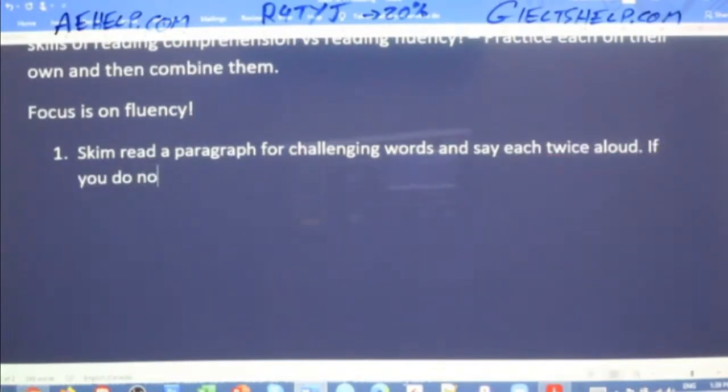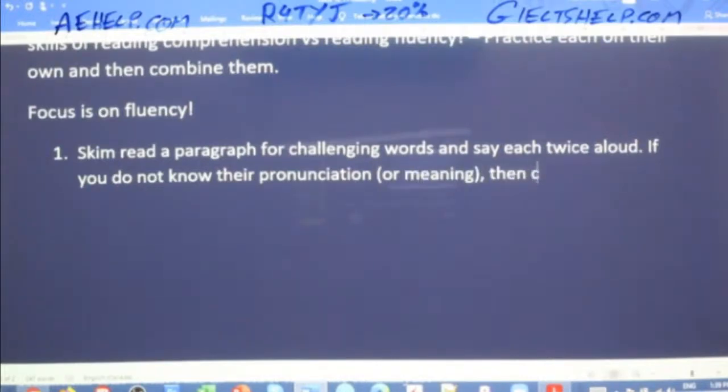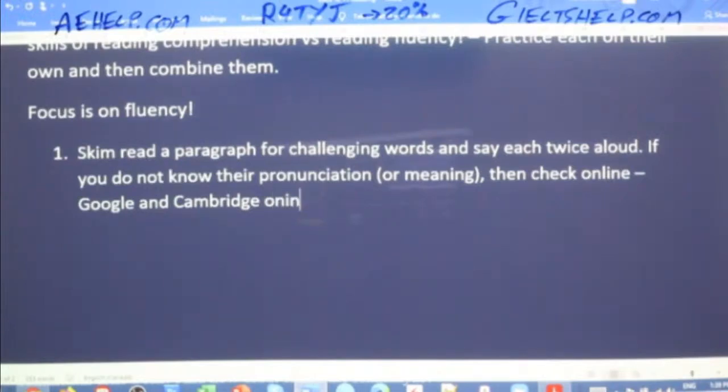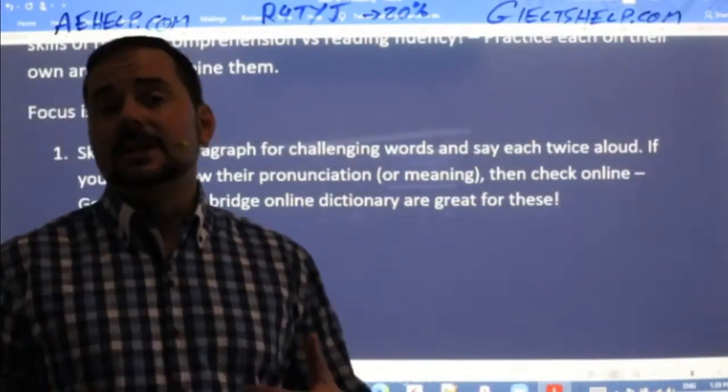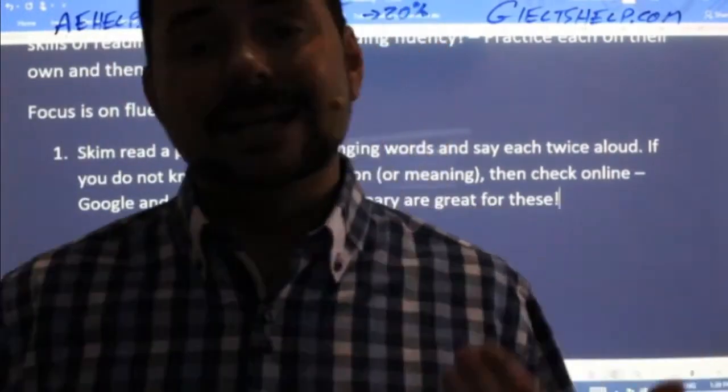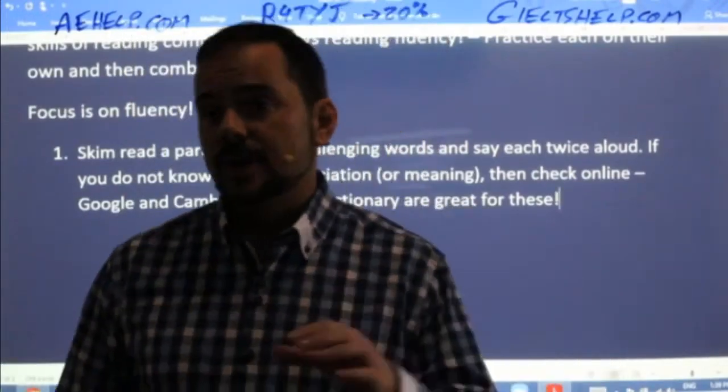If you do not know their pronunciation or meaning, then check online. Today you have some great tools. Google is great for this. Okay, so Google even has a slow mode pronunciation practice integration now. Has anybody seen that?